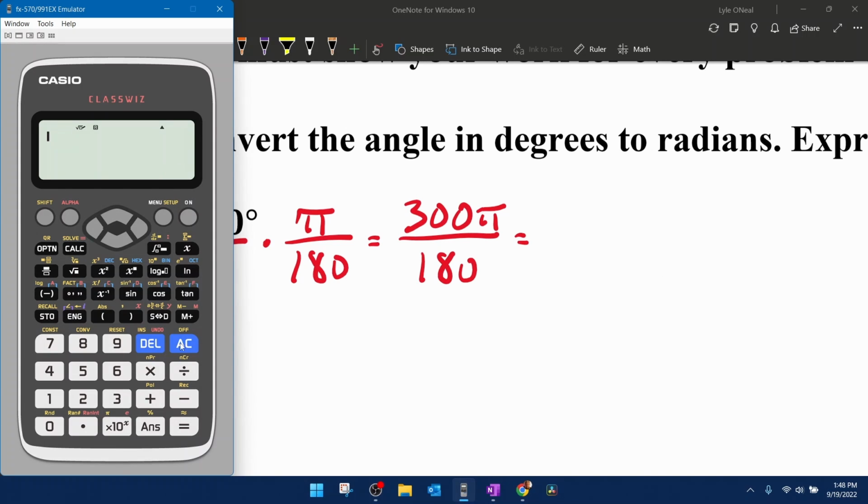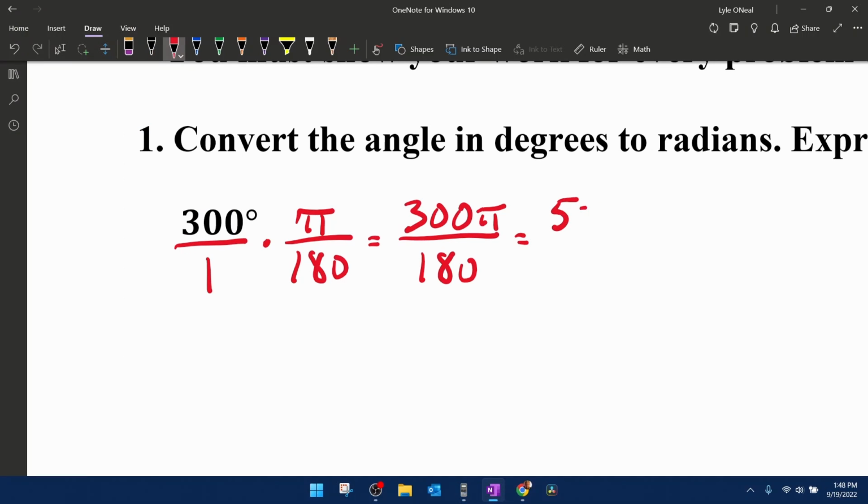So the easiest way to reduce is with our calculator. We're going to have 300 over 180. That fraction reduces to 5/3. And so our final answer would be 5 pi over 3.